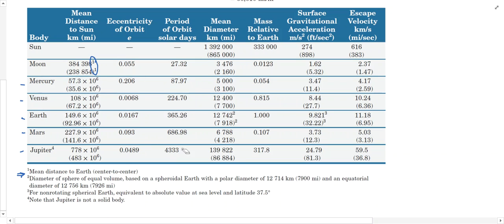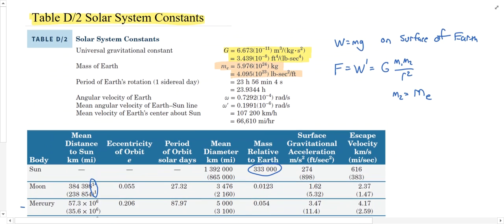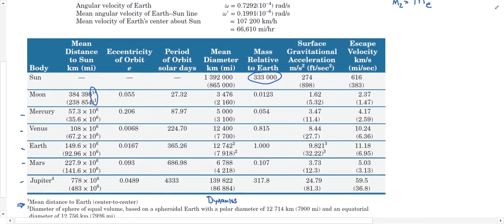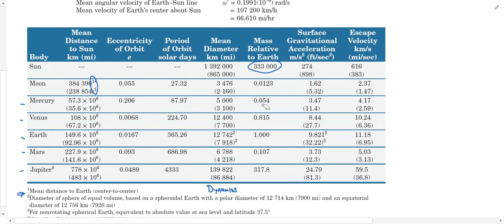You're not going to use the period of the orbit for this class. Mean diameter, you might use that. This shows up more in dynamics class. So if you take that one, this will show up some. Mass relative to the Earth. So for instance, the sun is 333,000 times as massive as the Earth. So if you wanted the mass of the sun, then you would take that number and multiply it by 333,000. So a healthy number. All right, the moon is smaller, Mercury and Venus are smaller. The Earth is obviously a ratio of 1 because it's to itself.